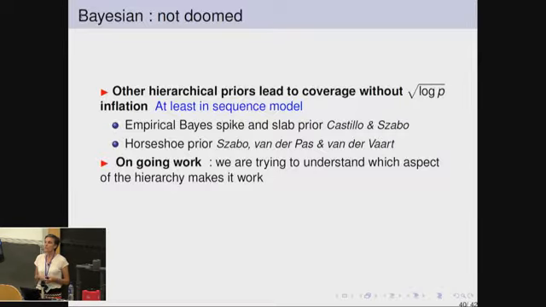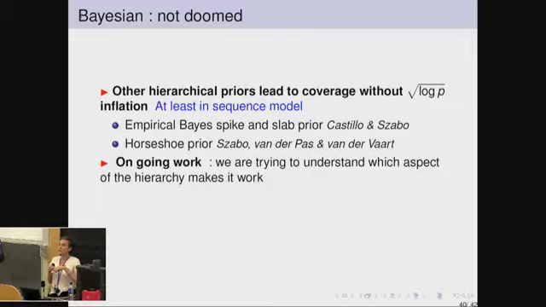What comes out of this story, and it's funny, is that there are all sorts of subtle things coming in. For instance, if you take a spike and slab, where you choose a non-zero coefficient with probability omega, and 0 with probability 1 minus omega, and you choose the maximum marginal likelihood estimate of omega, or you put a prior on omega, then you're going to have really good coverage and good size as well. So this is the right way of doing the hierarchy, in a sense.